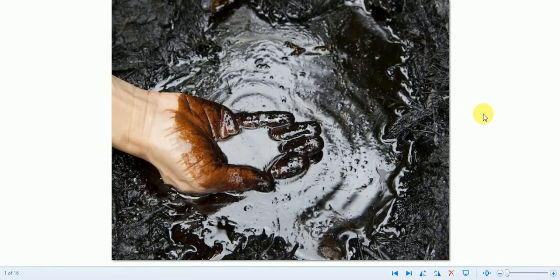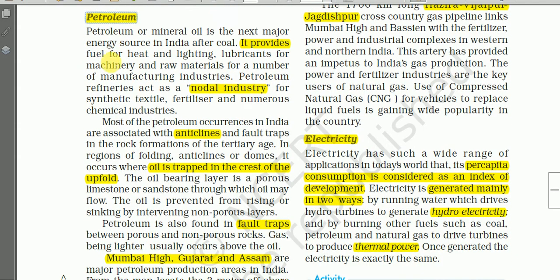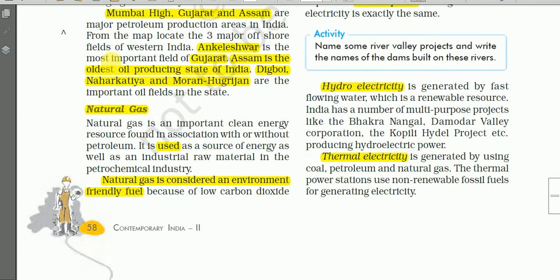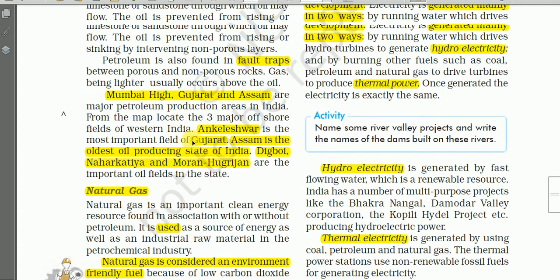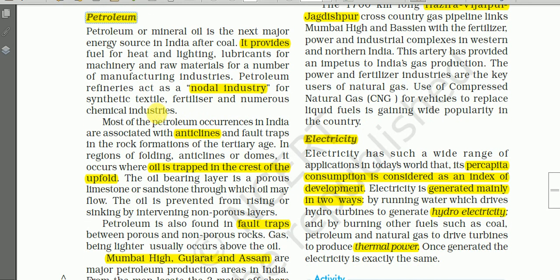So, petroleum. This is a picture of crude oil, that is petroleum. Today we shall start discussion on petroleum and its distribution. See here, petroleum. It is on page number 58 of your NCERT textbook. Now let us read.